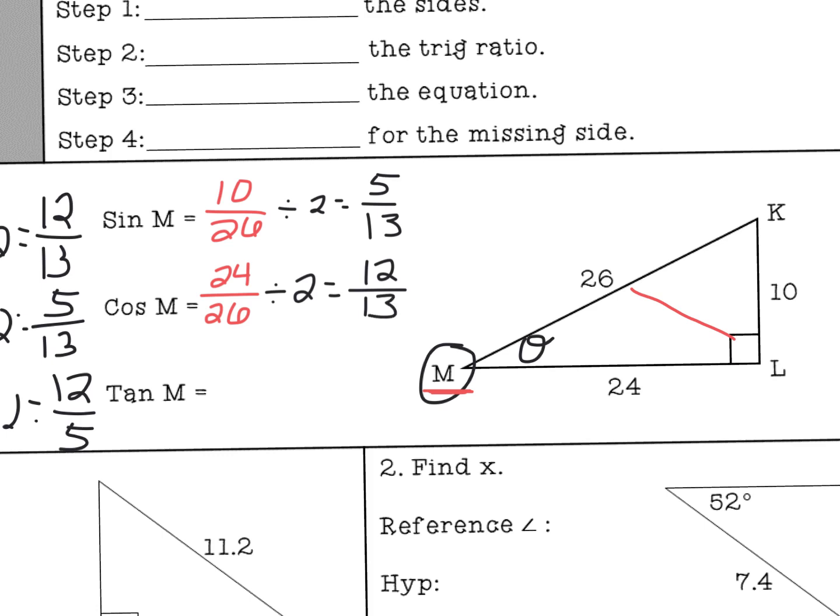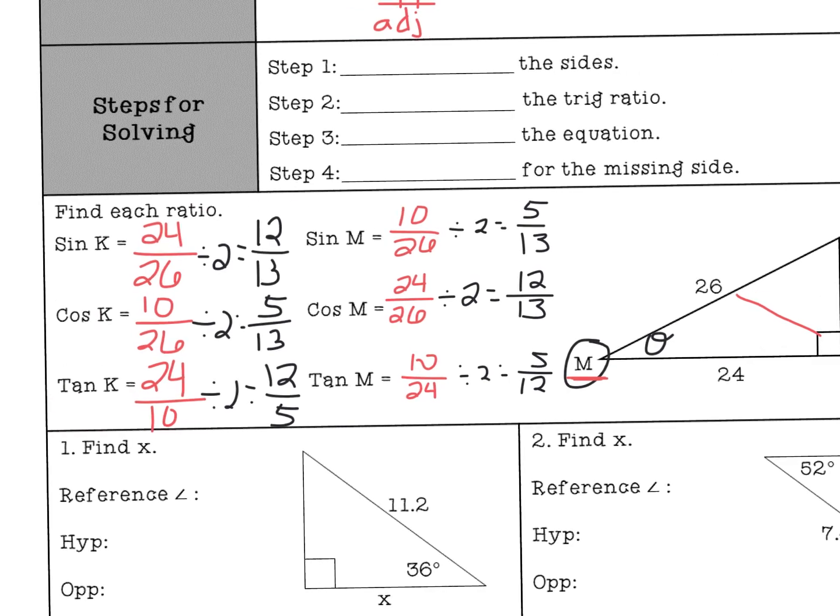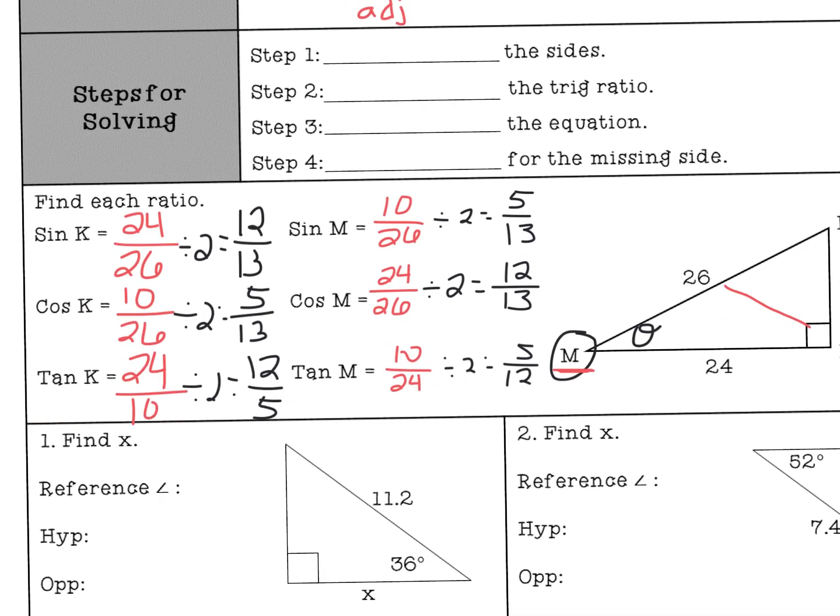Last one, tangent. What's the ratio for tangent? Opposite over adjacent. What's opposite of M? 10. What's adjacent? 24. Divide by 2, we get 5 over 12. Good. So do you notice that they are not exactly the same from each angle? You notice how those sides change? It's important to know what angle you're going from. Questions about the trig ratios before we move on?